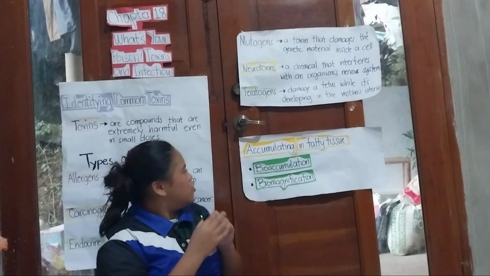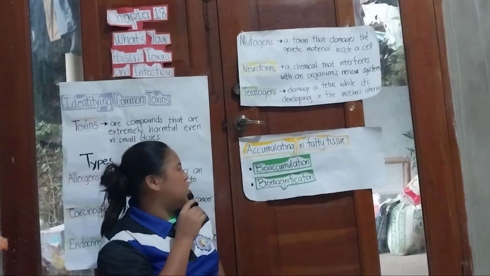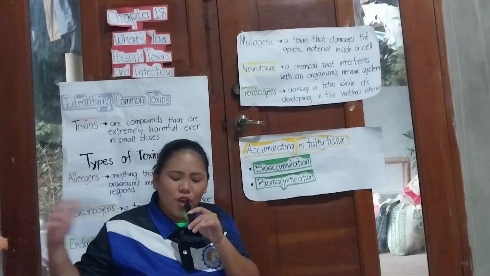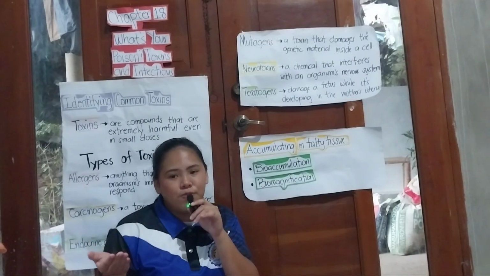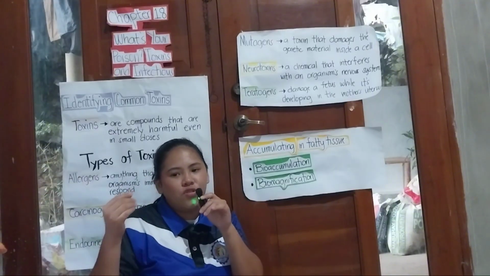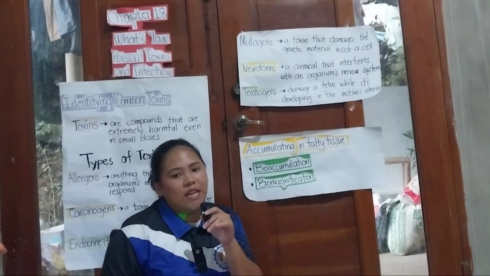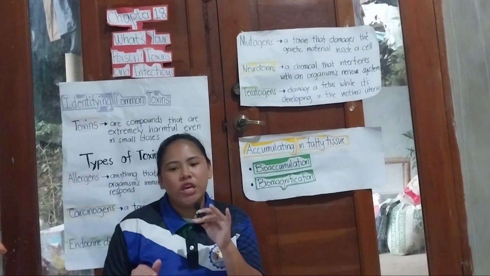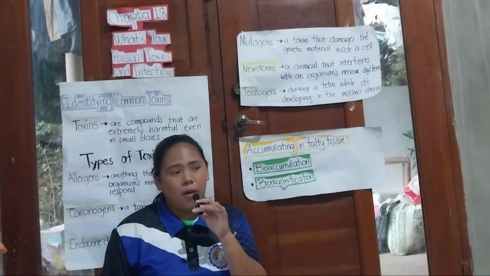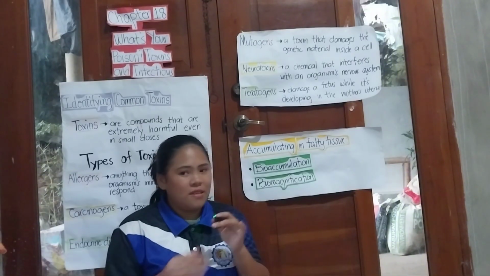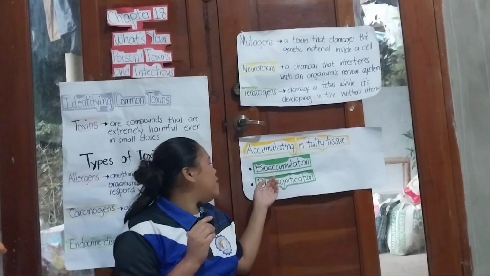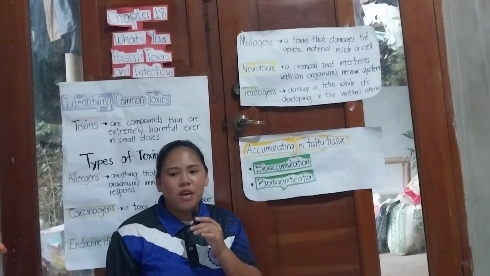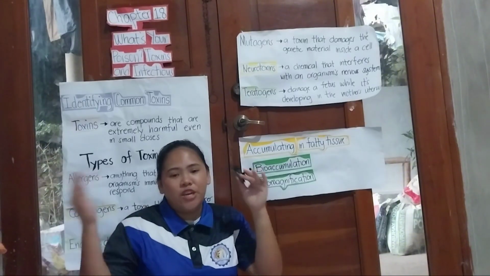So let's proceed to accumulating in fatty tissue. We have here the bioaccumulation. So some toxins are fat soluble, meaning they dissolve in fat instead of water. Because of this, they are stored in the body and build up over time. This process is what we call bioaccumulation. Even small exposures can become dangerous after many years.